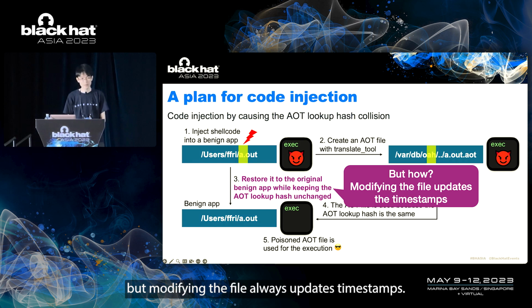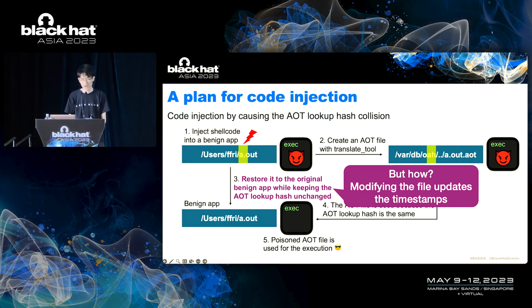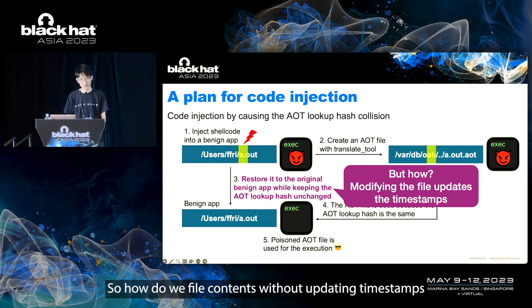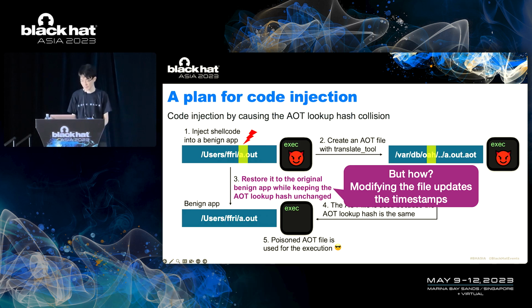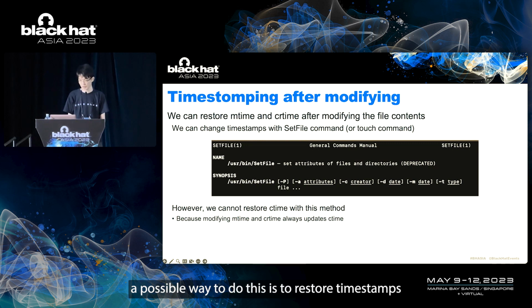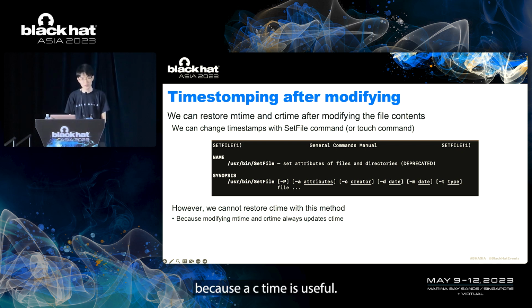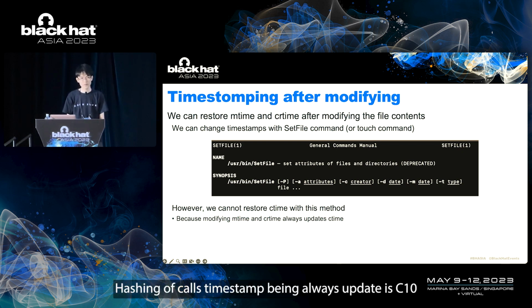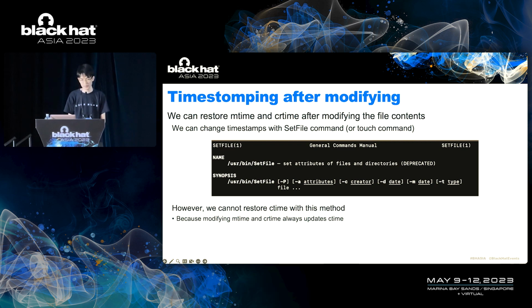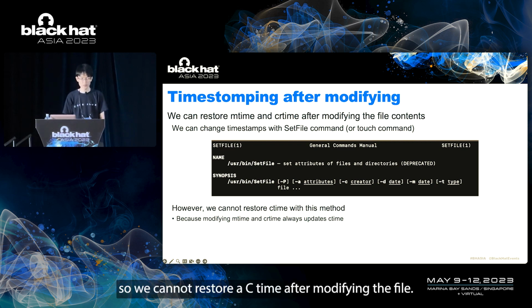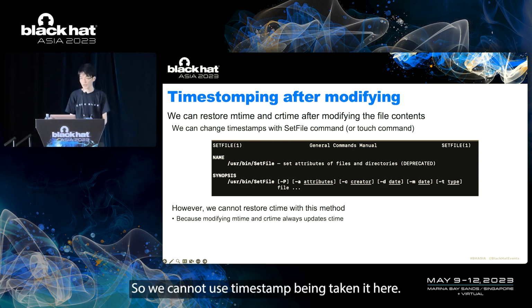But modifying the file always updates timestamps. As I said, timestamps are used for hashing, so the AOT lookup hash changes. So how do we modify file contents without updating timestamps? A possible way to do this is to restore timestamps after modifying the file. This is a well-known time-stomping technique, but unfortunately, this does not work because C time is used for hashing. Of course, time-stomping always updates C time. So we cannot restore C time after modifying the file, and we cannot use the time-stomping technique here.